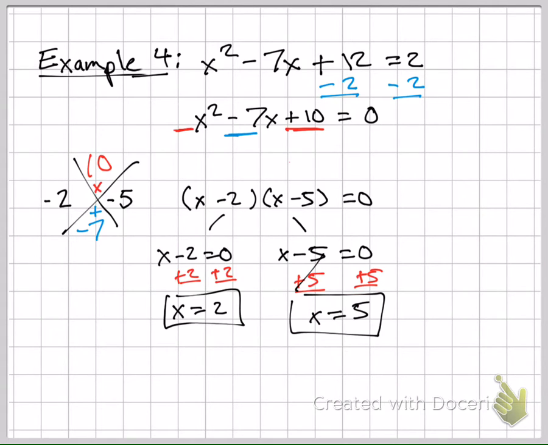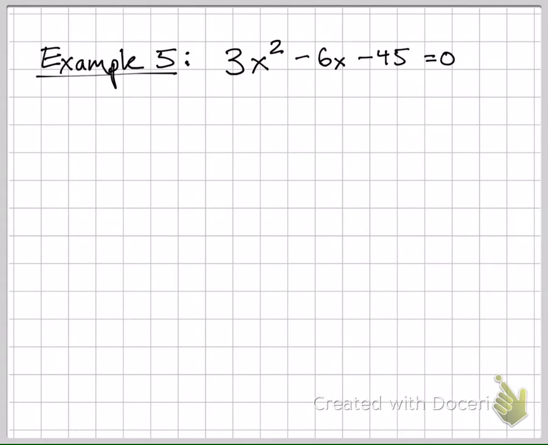All right. Last example I'm going to skip over is example 5. Now, what if you have a number in front? Well, this is one of those situations where I can get rid of that number. Because if you check, this 3 is also a factor of negative 6 and negative 45. There's a greatest common factor, okay? I'm going to refer to that as GCF.